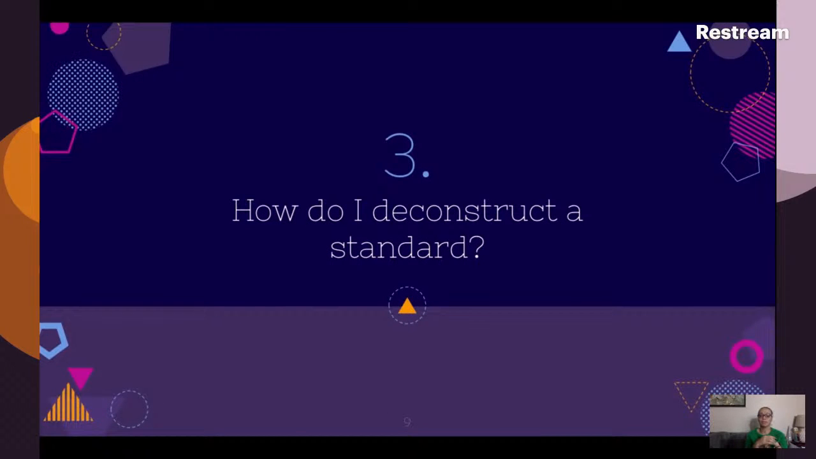Now, number three. How do I deconstruct a standard? That is the big question. How do I deconstruct a learning standard? And this is what we're going to get into today.